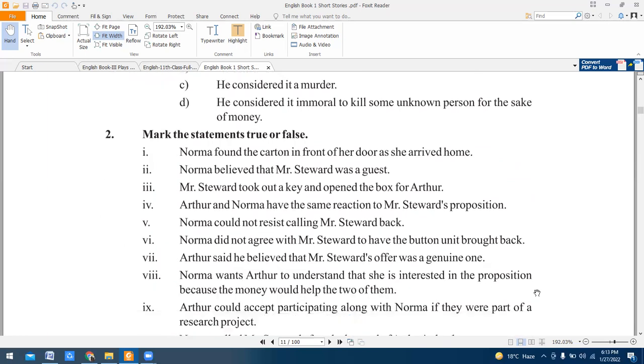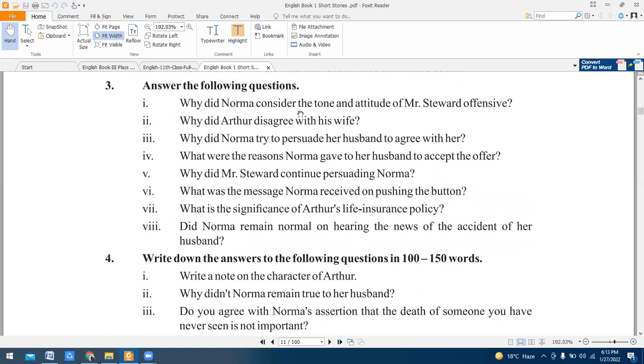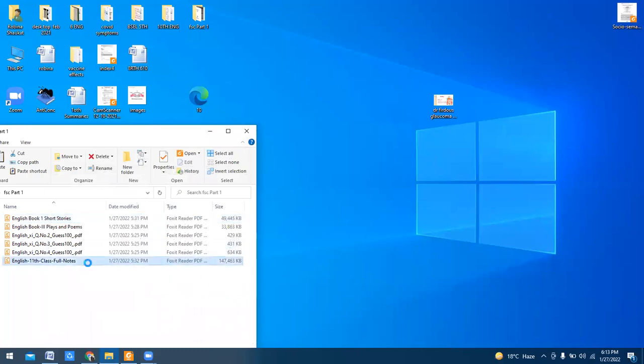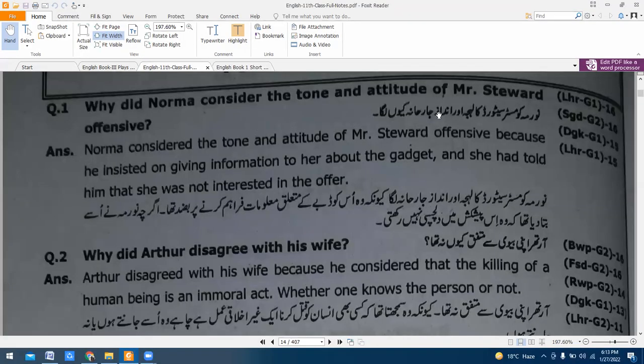These are short questions. Here are the questions. These are question and answers. Why did Norma consider the tone and attitude of Mr. Stewart offensive? Now we will come to its answer. Norma considered the tone and attitude of Mr. Stewart offensive because he insisted on giving information to her about the gadget, and she had told him that she was not interested in the offer.